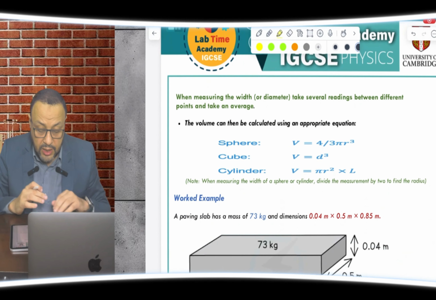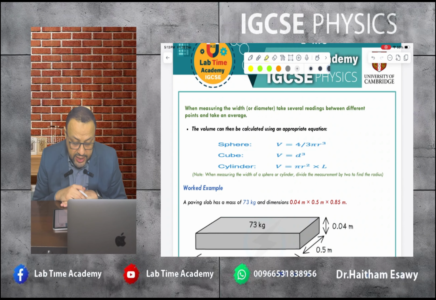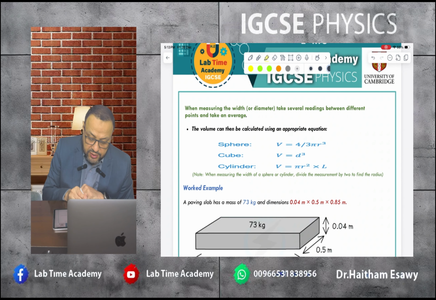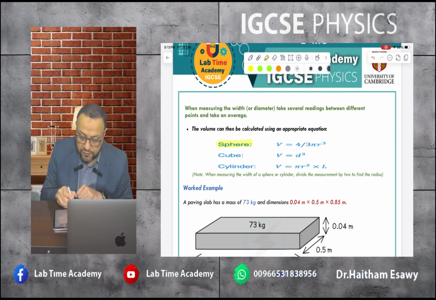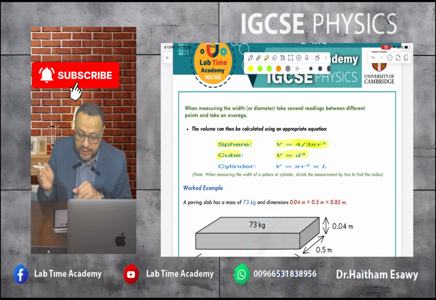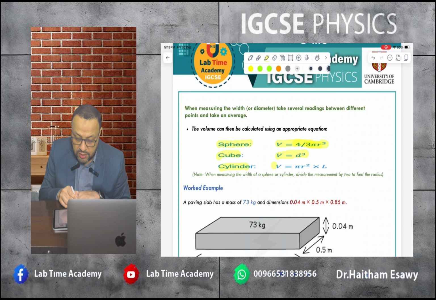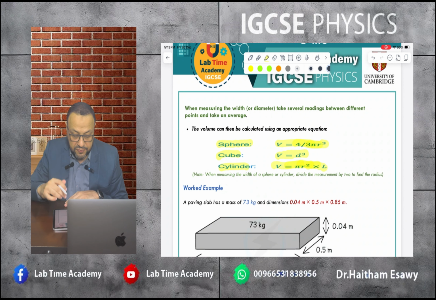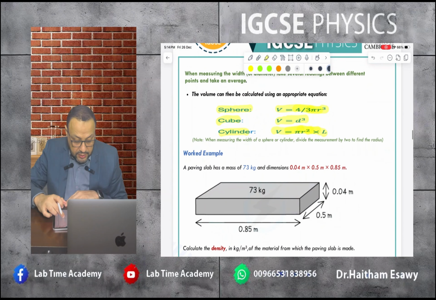Okay. And we can use the laws, as I said, for the sphere: volume of the sphere is 4/3 πr³, where r is the radius of the sphere. For the cube, length times width times height multiplied, and for the cylinder, πr²l, where l is the height of the cylinder, as I said before. Here we have a worked example.